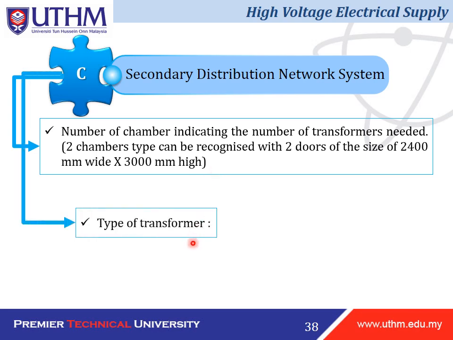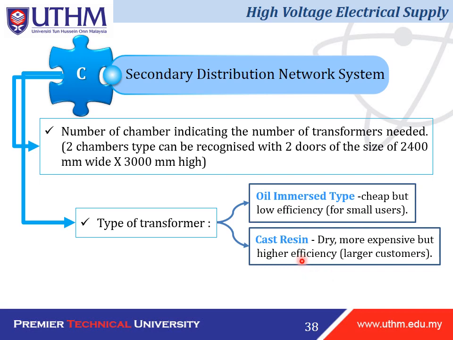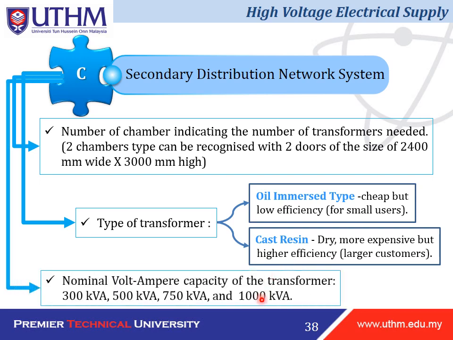And then the types of transformer can be oil immersed type, which is cheap but low efficiency for small users, or it can be cast resin type, which is dry, more expensive but has higher efficiency for large customers. The nominal volt ampere capacity of the transformer is usually 300, 500, 750 and also 1000 kVA.